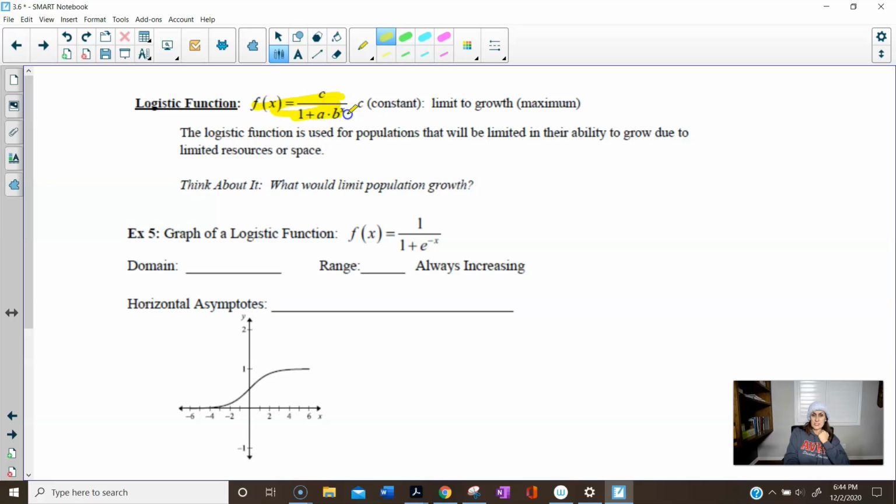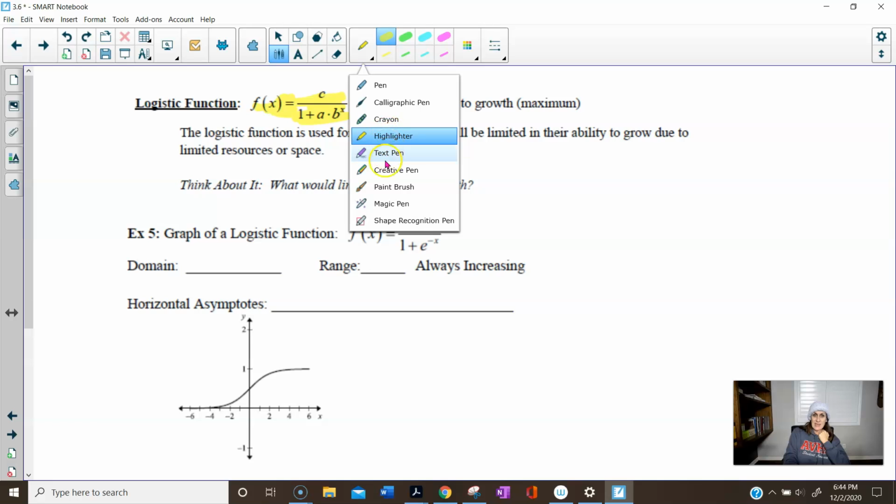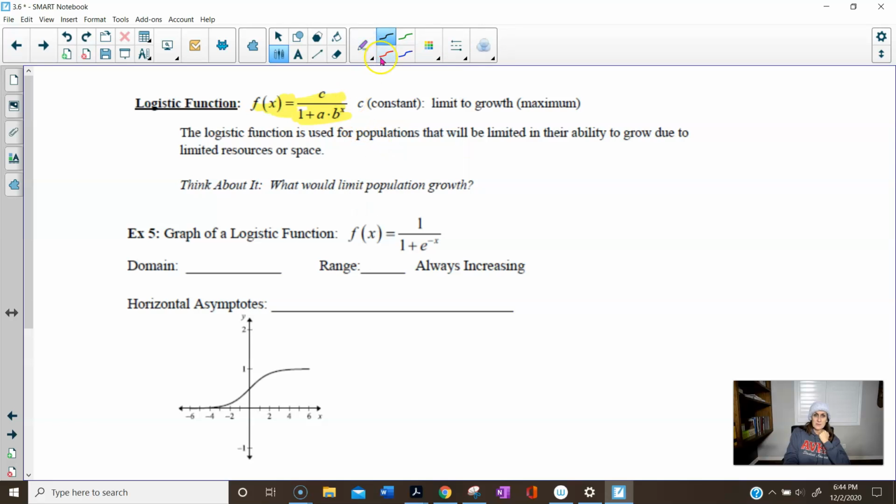So here's a new formula for you. This is the logistic function. I always think of the C at the top. So here's your C. I always think of this as ceiling. This is where your function hits that top asymptote, so it hits its limit at the ceiling.